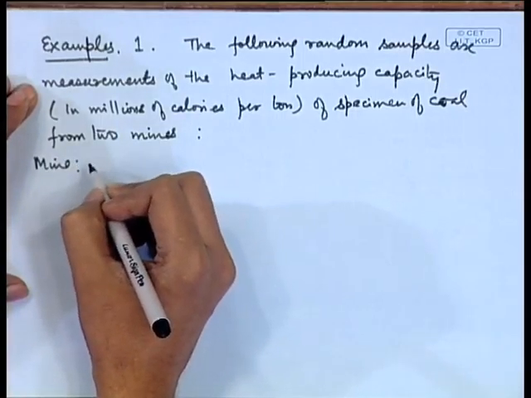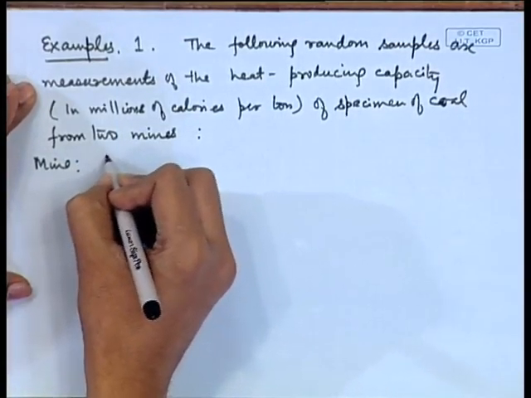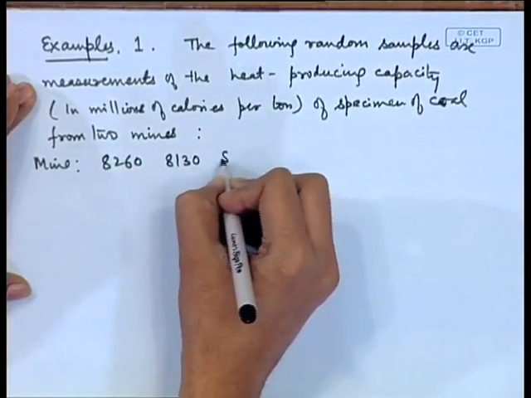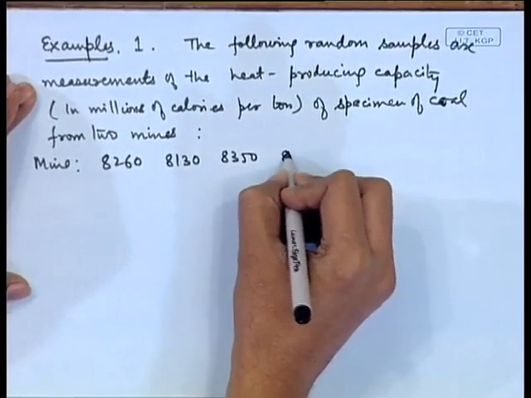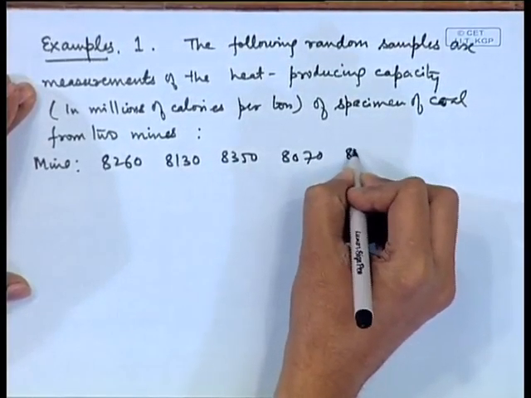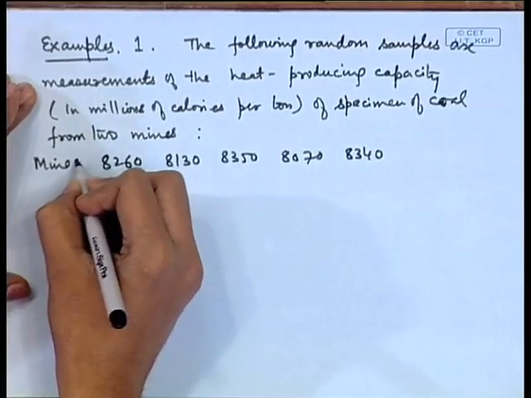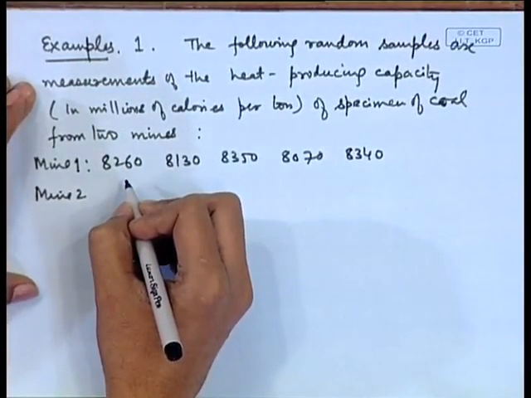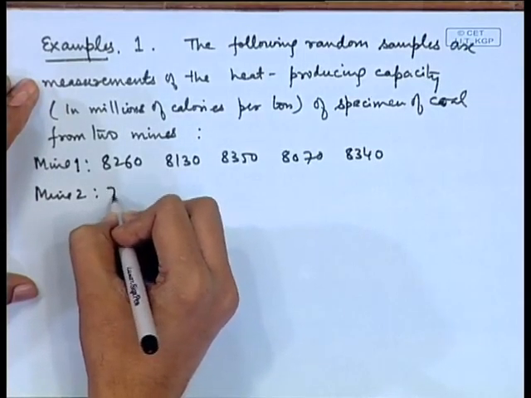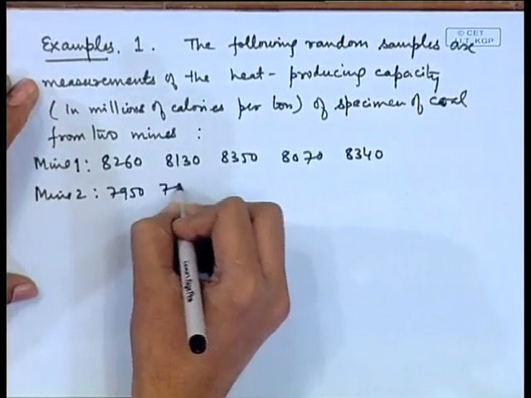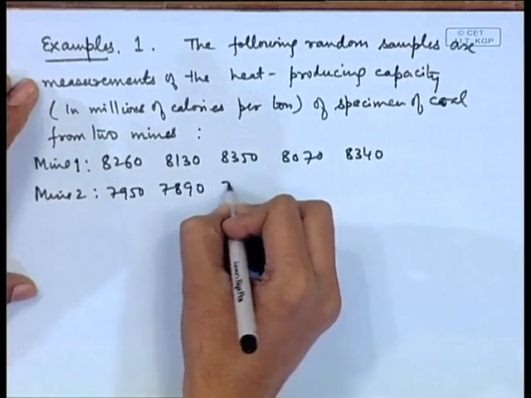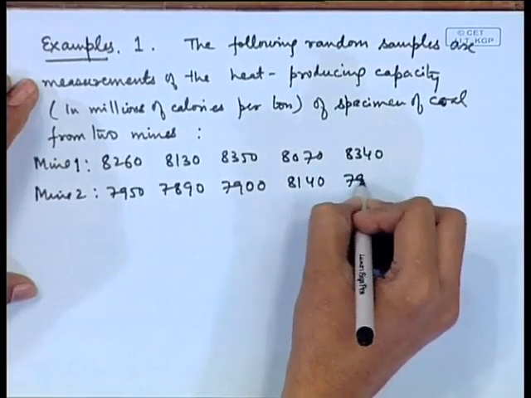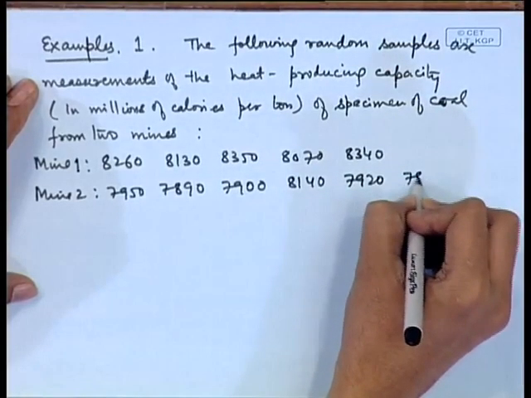5 measurements were taken, the values are 8260, 8130, 8350, 8070, 8340. In mine 2, 6 observations were taken: 7950, 7890, 7900, 8140, 7920 and 7840.